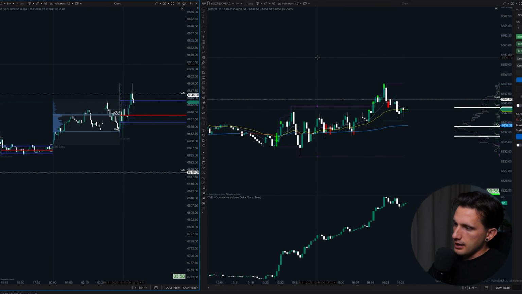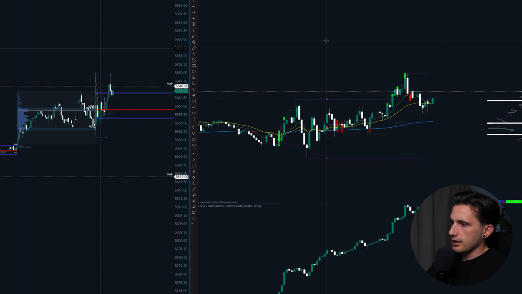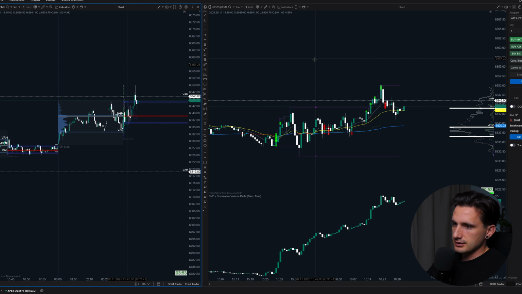So guys, we are here again on my orderflow platform, and so many guys ask me what my settings are on this exact template right here. I have two charts here. The left hand side is the 5 minute and the right hand side is the 1 minute.